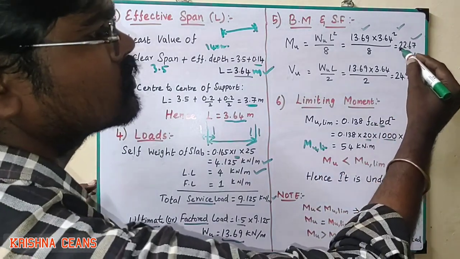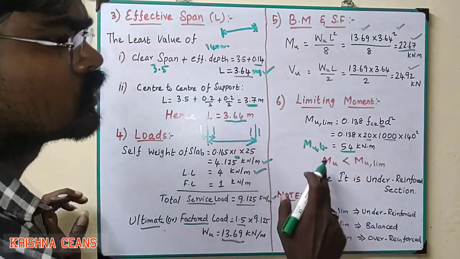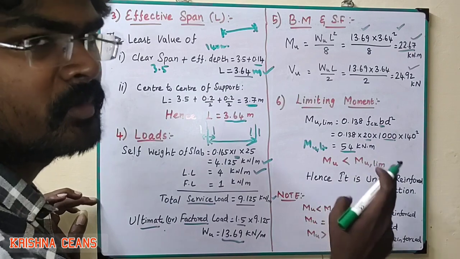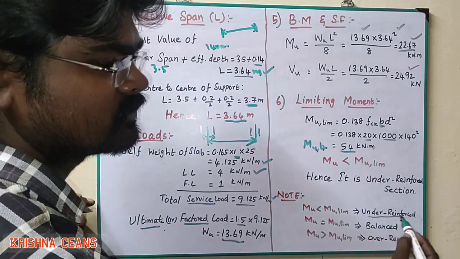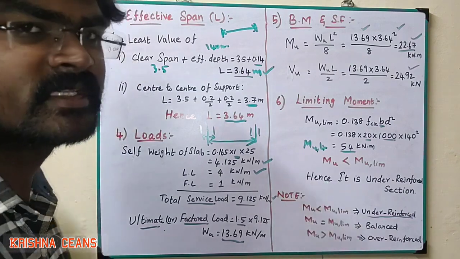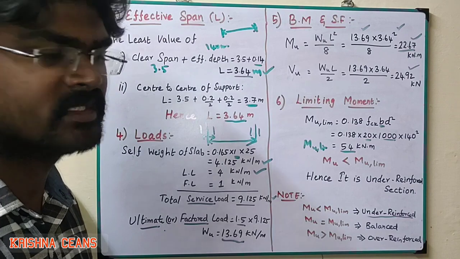So now compare Mu and Mu limit. Our Mu value is 22.67, Mu limit value is 54. So Mu is less than Mu limit, which means under reinforced. Hence it is an under reinforced section, that is an economical section.